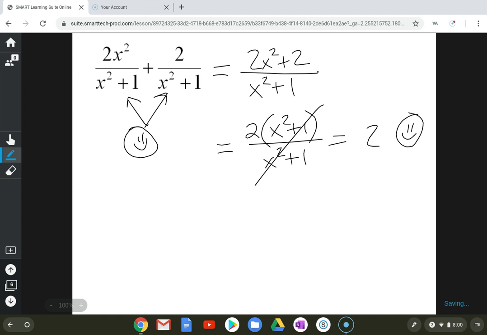However, you need to understand that sometimes if you cancel in a function, you're changing the domain, and you want to be very cautious about that. But here it's not a function. It hasn't been given a function name. It's just an expression. And the domain is all reals anyway, so we can go ahead and cancel with confidence.